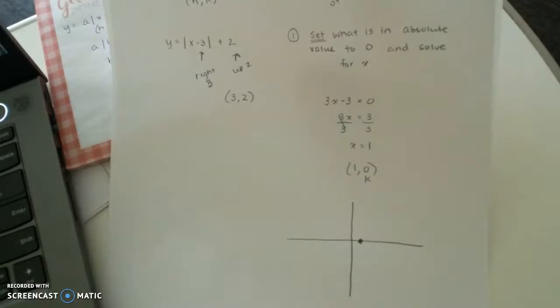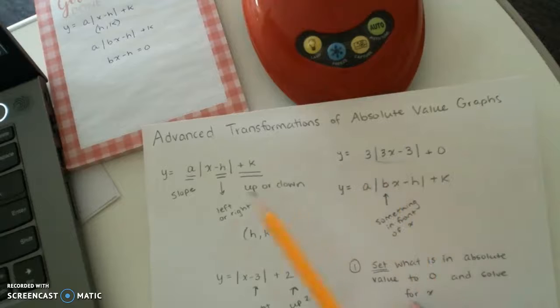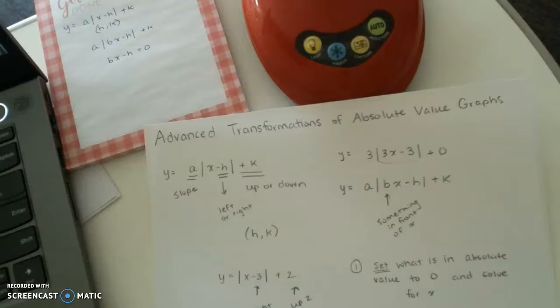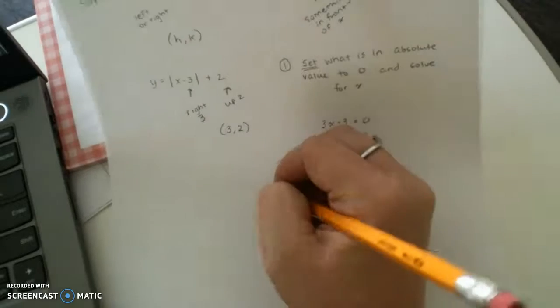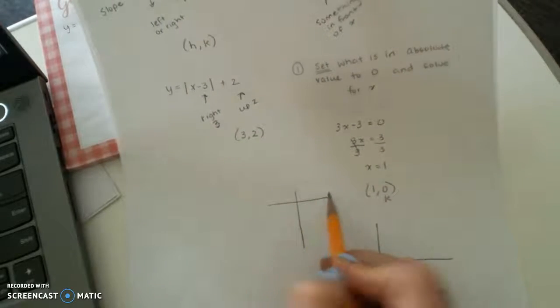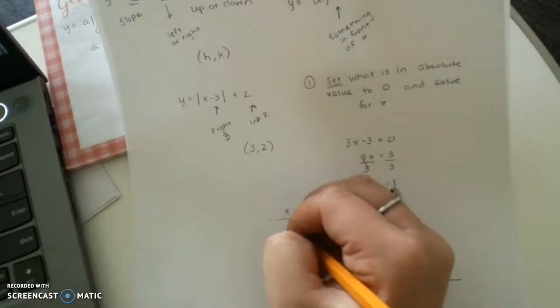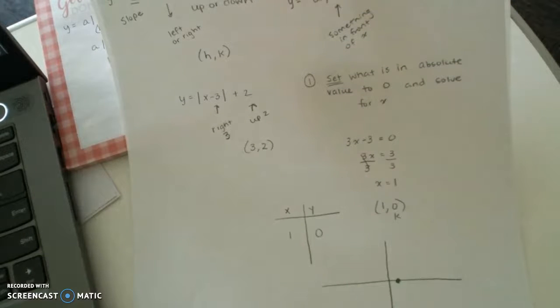But then the question comes in, well, how am I supposed to find my other points now? Because if we look at here, we see that we have a 3 in front. So that should change our slope based on our rules. However, that b is going to trip everything up. So when we have something in front of our x, we have to do it the long way. We have to make a table of values. Okay, so we already know what's at 1. At the point 1, we have the y value of 0.